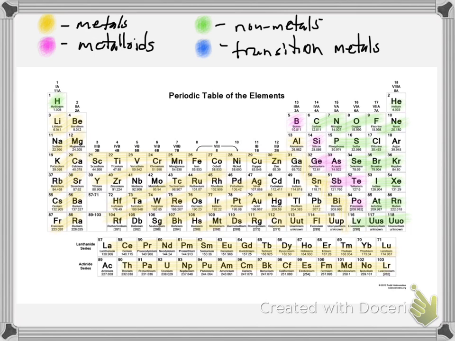Something interesting to point out is the middle section, shown in blue. Those are called transition metals. A lot of these metals have more than one typical charge when forming an ion.